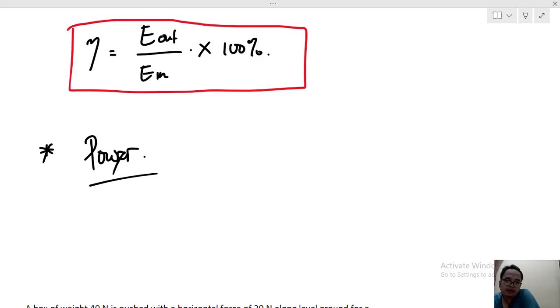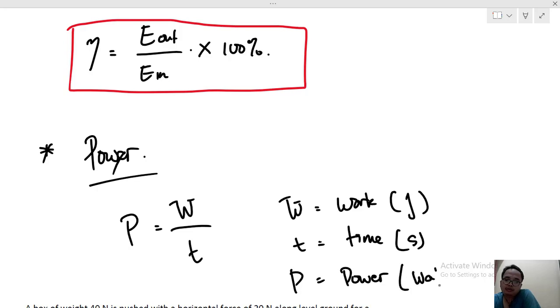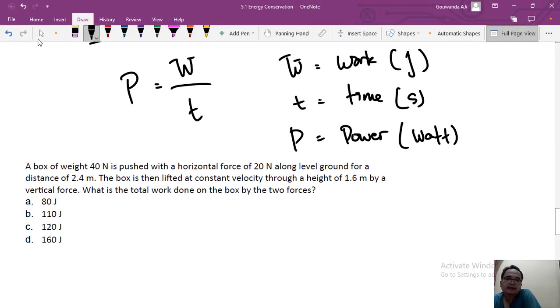We can define power as P equals work done by an object per unit time. W is work done, the unit is joule, and t is time in seconds, and P is power. Power is usually in watt. If you remember James Watt, the unit of power is watt.